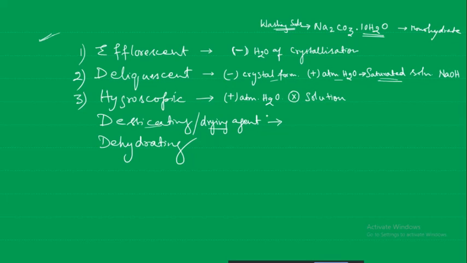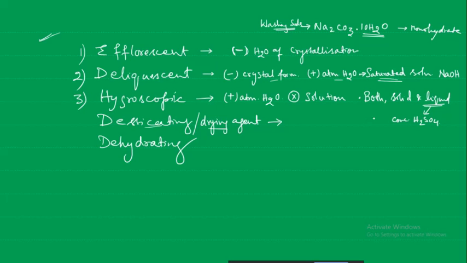So in a hygroscopic substance, are both solid and liquid there, or only solid? Sir, only solid. Both are there. Yes, sir, they can absorb moisture, both solid and liquid. A liquid hygroscopic substance is concentrated H2SO4. H2SO4 is an example of that liquid hygroscopic substance.